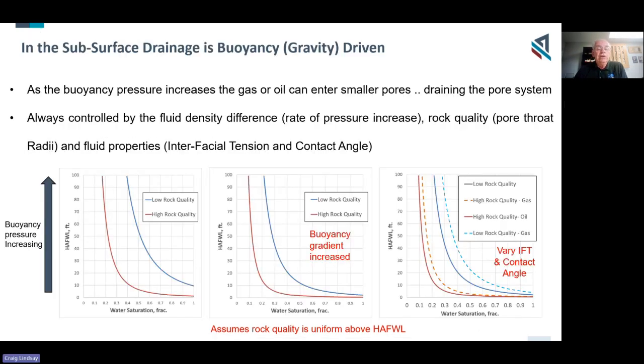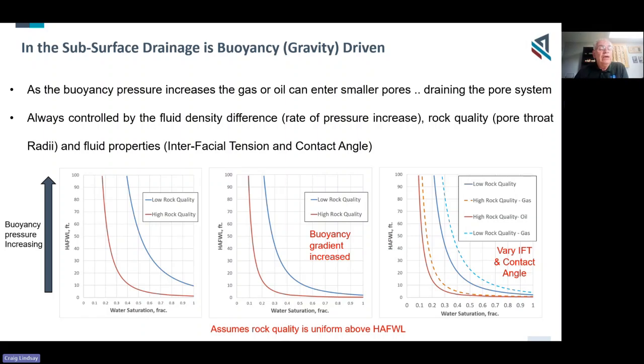So I've got some examples here of the things I've been talking about, and how those affect this same set of curves. I've told you that in the subsurface, it's a drainage process, driven by buoyancy, which is gravity driven. So it's quite similar to what happens in soils on the land surface, but with obviously much higher pressure gradients. It's a function of the fluid type, whether the gas or oil can enter pores or not, the density difference, and the pore throat radius.